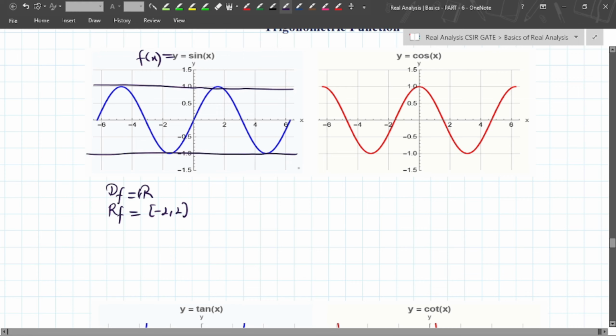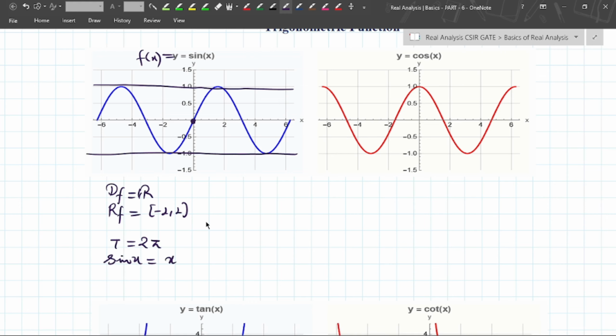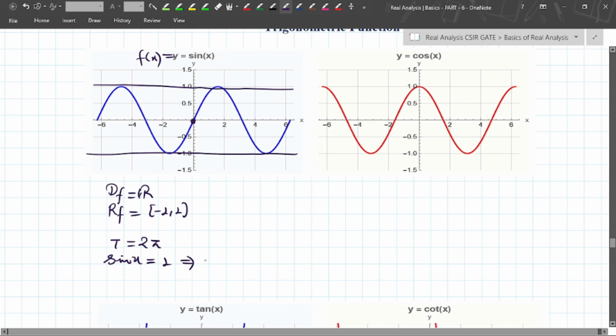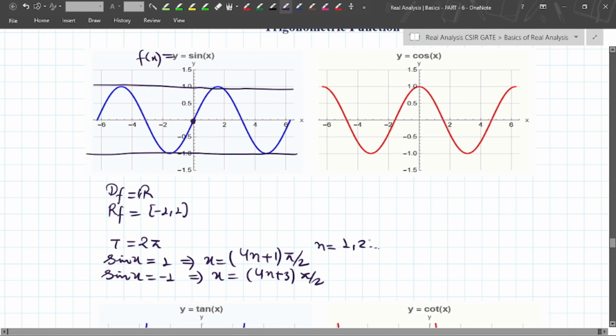The same thing is for cos. And what is the period? The period is 2 pi. After 2 pi, it will again repeat. So what is sine of x? Sine of x is equal to 1 for all x equal to (4n plus 1) pi by 2. And similarly, sine of x is taking minus 1 for all x equal to (4n plus 3) pi by 2, where n is 0, 1, 2 and so on.